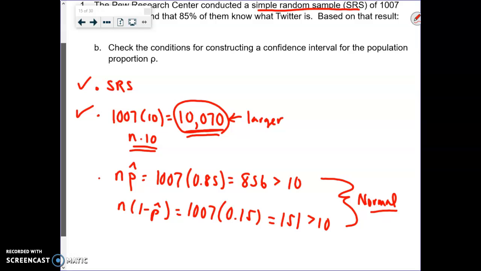So if all three of those conditions are met, then we can proceed and go ahead and construct a confidence interval. Now, if any of these were not met, then we would have to stop and say we can't go any further.